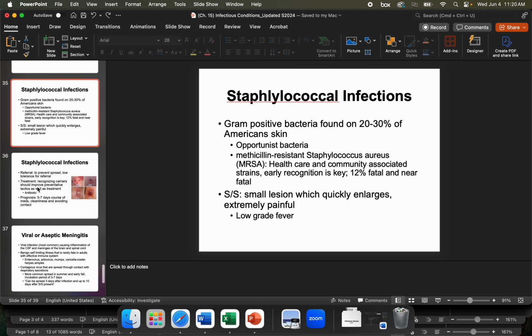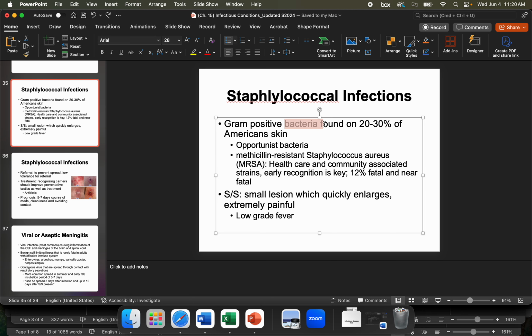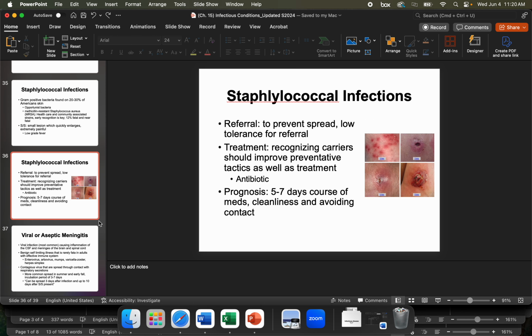So then we move into staph infections. Staph infections are a bacteria found on skin. Opportunist bacteria, and it can be methicillin resistant. Signs and symptoms: small lesion which quickly enlarges, extremely painful, and then with a low-grade fever.